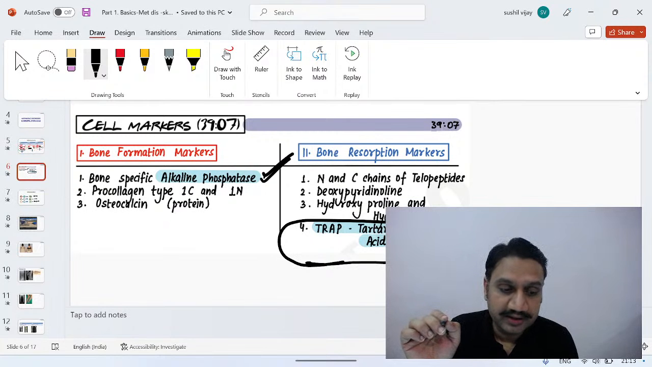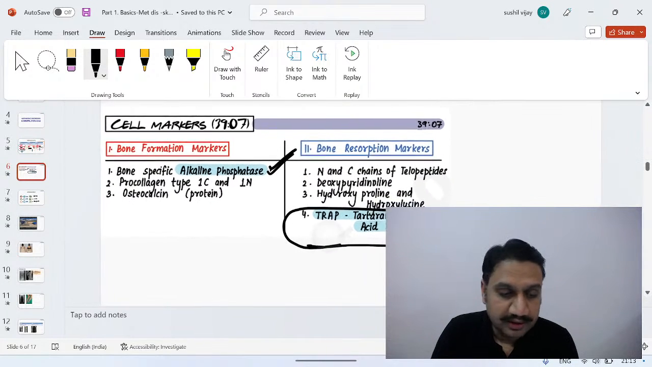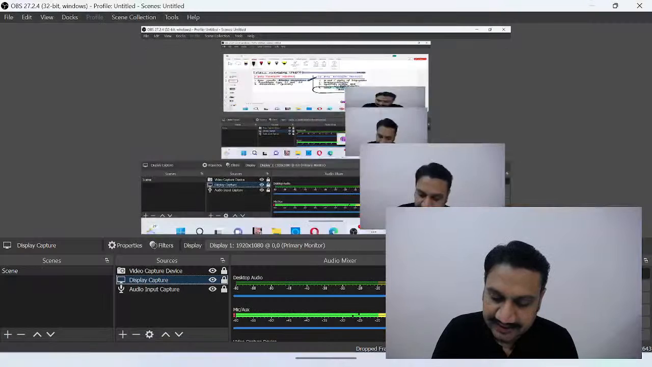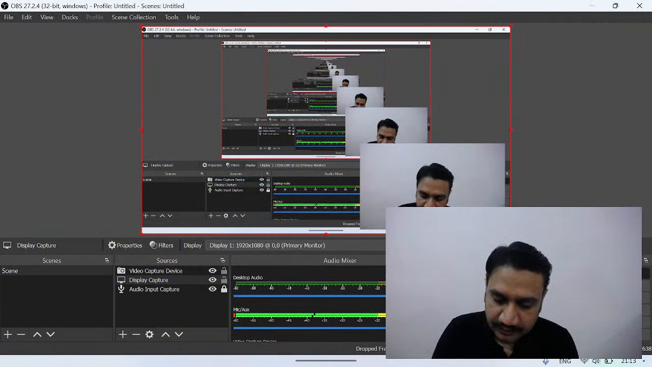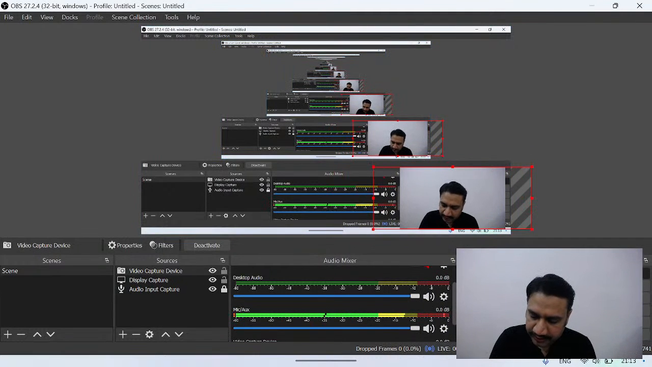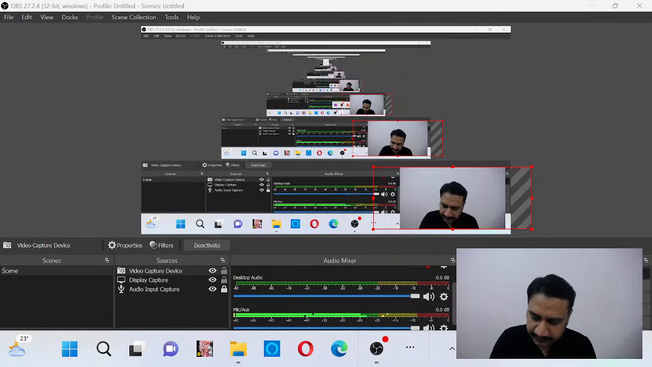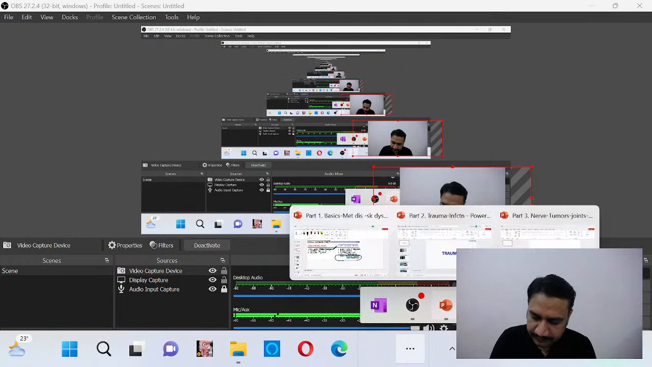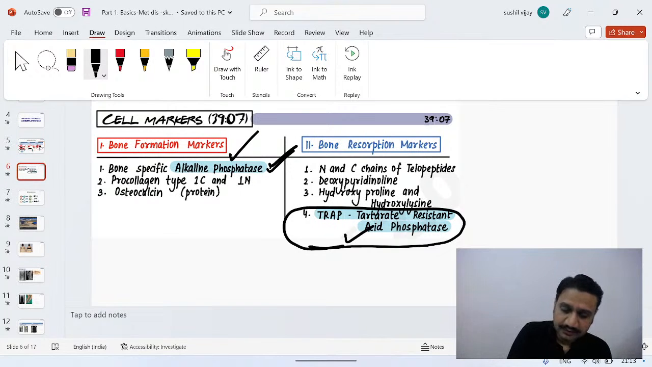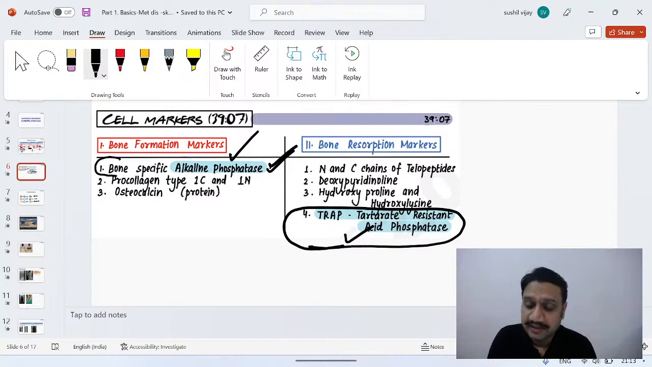I think this picture would be great now and you should be able to see everything behind me. So basically, guys, please remember this, the tartrate resistant acid phosphatase. So TRAP will be the one which will be there. Now it is much better, I think. Acidic media will be required for the resorption of the bone and alkaline media for the formation of the bone. That is a very important thing to understand. Please remember it. I'm just highlighting the MCQs which have been there in your previous year exams.